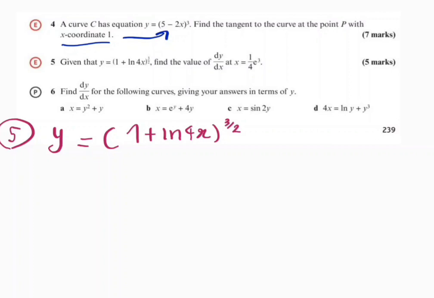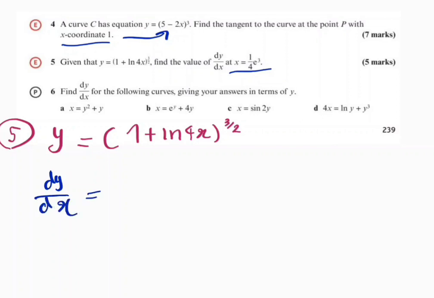Given that y is equal to 1 plus the natural log of 4x to the power of 3 over 2, find the value of dy dx at x is equal to 1/4 of e cubed. Right, so again, this is simply finding the gradient when x is equal to this value. So we need to differentiate y. dy by dx is equal to.